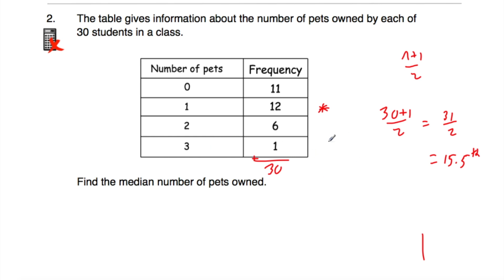If you cross them out and find the 15.5th value, you would find that it's in between a 1 and a 1, so the median will be 1, and that's it. Okay, let's look at our next question, question number 3.